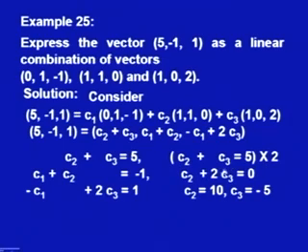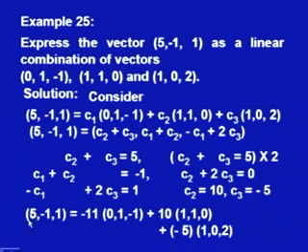Once you have C2 equal to 10, you can substitute it here to get C3 is equal to minus 5, and once we get C2 and C3, one can get C1 from this equation. That gives me (5, -1, 1) as minus 11 times (0, 1, -1), that is the value of C1, plus C2 which is 10 times (1, 1, 0), plus C3 which is minus 5 times (1, 0, 2). So, this vector (5, -1, 1) is expressed as a linear combination of these three given vectors.